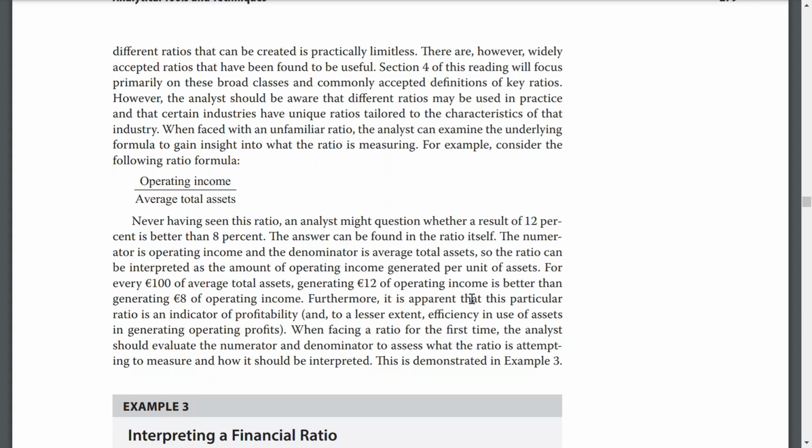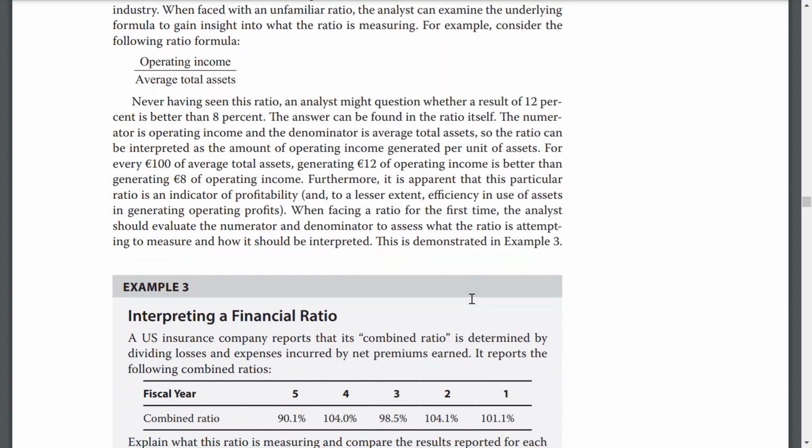For example, consider the following ratio: operating income divided by average total assets. Never having seen this ratio, the analyst might question whether a result of 12% is better than 8%. The answer could be found in the ratio itself. The numerator is operating income and the denominator is average total assets. So the ratio can be interpreted as the amount of operating income generated per unit of assets. For every 100 euros of average total assets, generating 12 euros of operating income is better than generating 8 euros of operating income. Furthermore, it's apparent that this particular ratio is an indicator of profitability.